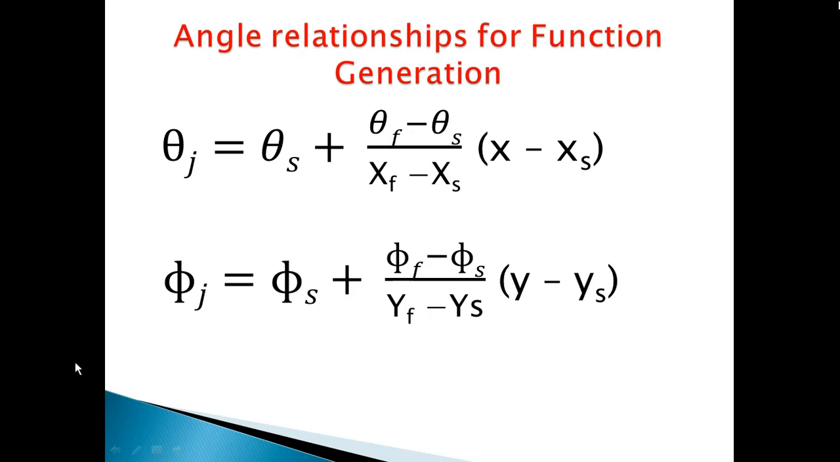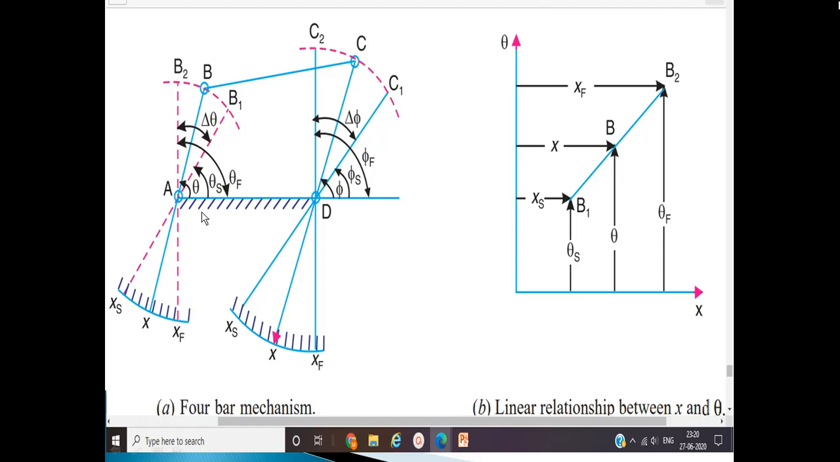And similarly output value phi j, as theta represents the input angle and phi represents the output angle. Over here you can see that this is the starting point, this is the end point, and this x represents a precision point. So for xs there is a theta s, and when the mechanism moves from the xs value, it is going to have a theta s angle. When it is moved to the finish value xf, it is having a theta f value.